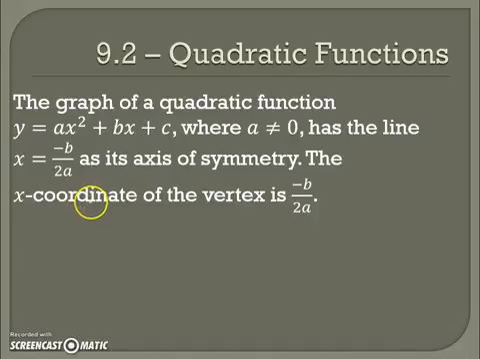This says the graph of a quadratic function y equals ax squared plus bx plus c, where a doesn't equal 0, has the line x equals negative b divided by 2a as its axis of symmetry. If you recall from the last section, the axis of symmetry is the vertical line that cuts the parabola in half. The x-coordinate of the vertex is negative b over 2a.